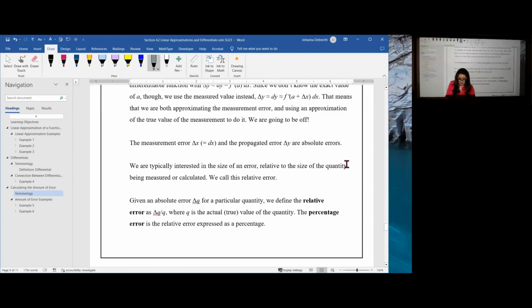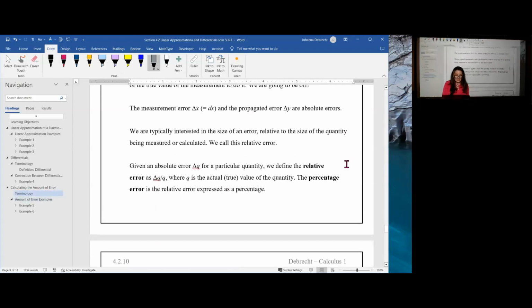We're typically interested in the size of an error relative to the size or quantity of the thing being measured. We call this relative error. Telling me that you have an error of 5 meters may sound like a lot. That's not much if you're measuring the distance to the moon. Compared to the distance to the moon, 5 meters is nothing. That would be a very accurate estimation. On the other hand, if I'm measuring the length of a room and I'm off by a meter, that's a lot.